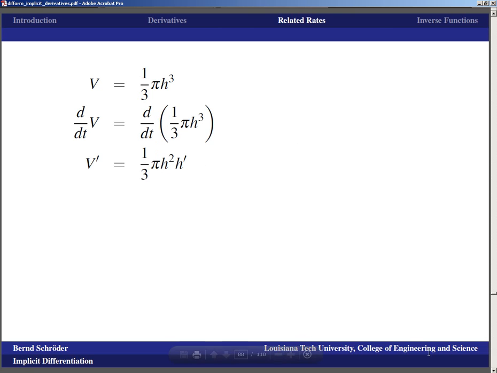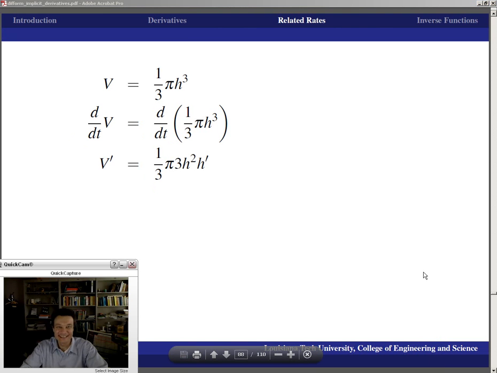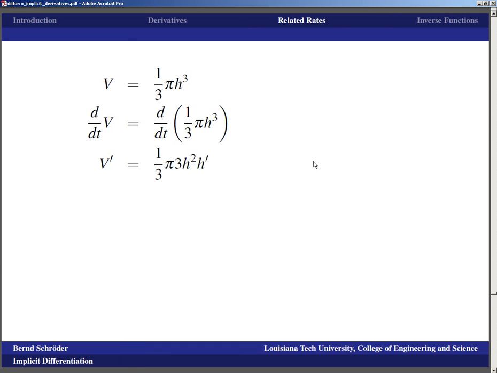I need to fix something here. All right, and we're back. Well, you've already seen it just as I did, thankfully. The derivative of h cubed is 3h squared. That doesn't change just because we're doing implicit differentiation. h prime is still on there, but I needed that 3 and I needed to fix the slides a little bit. Well, let's keep going.